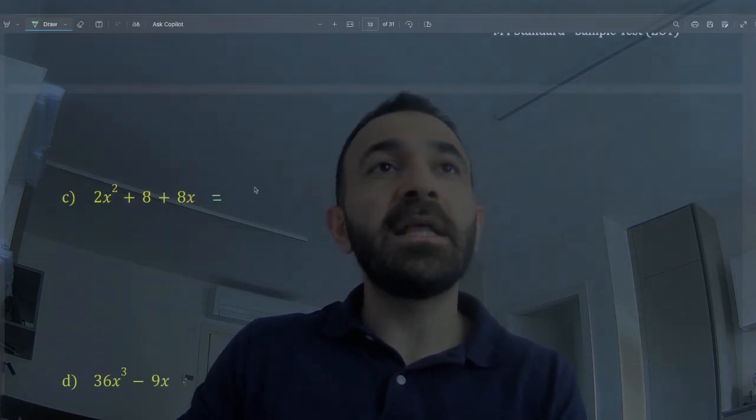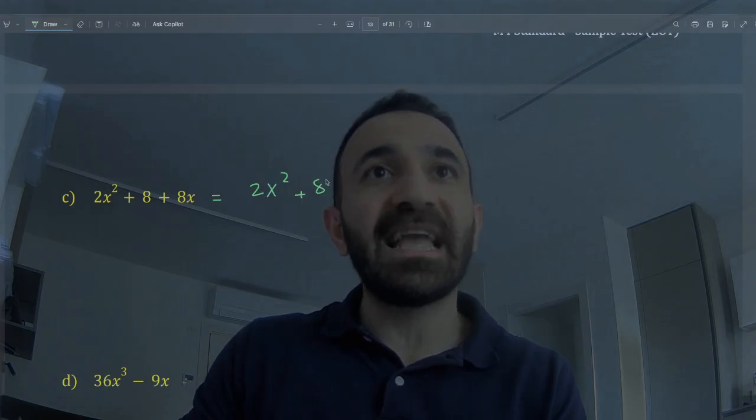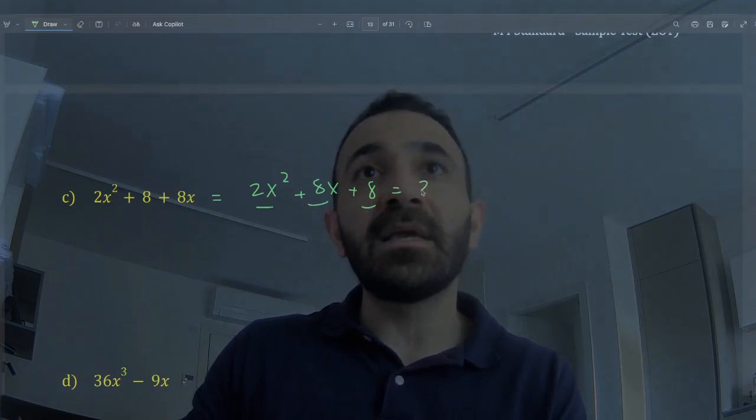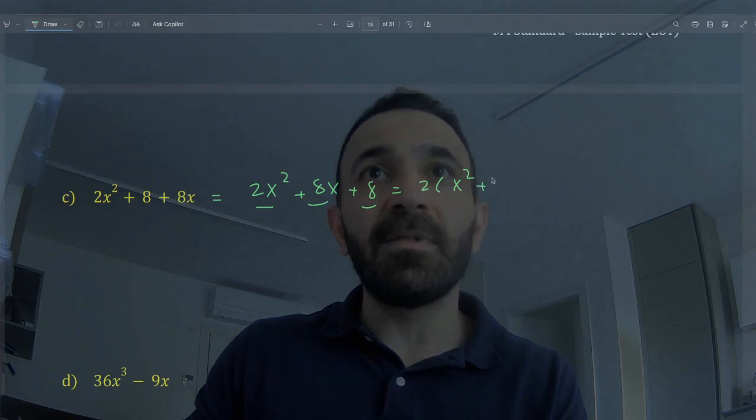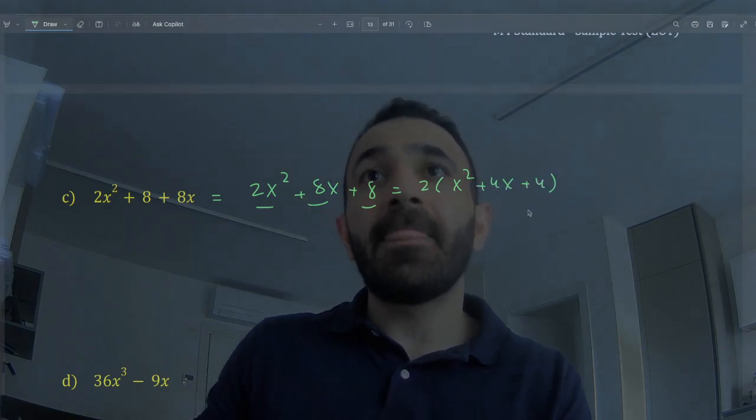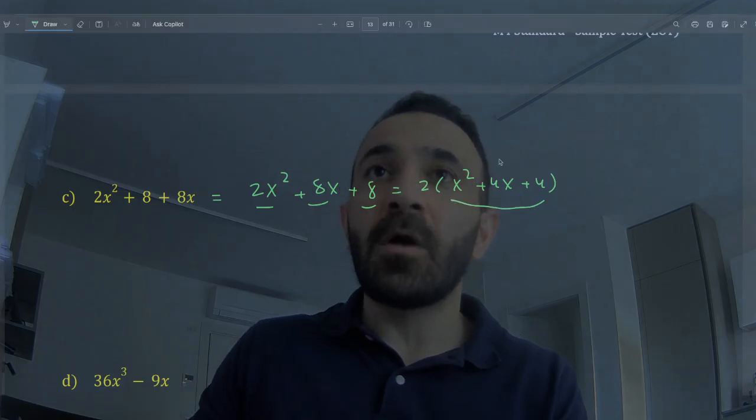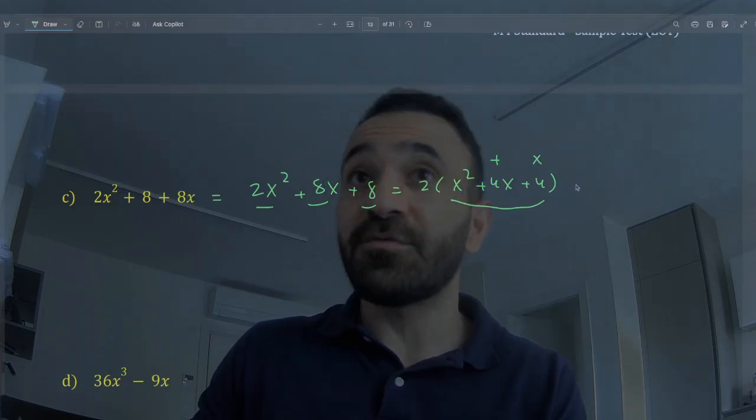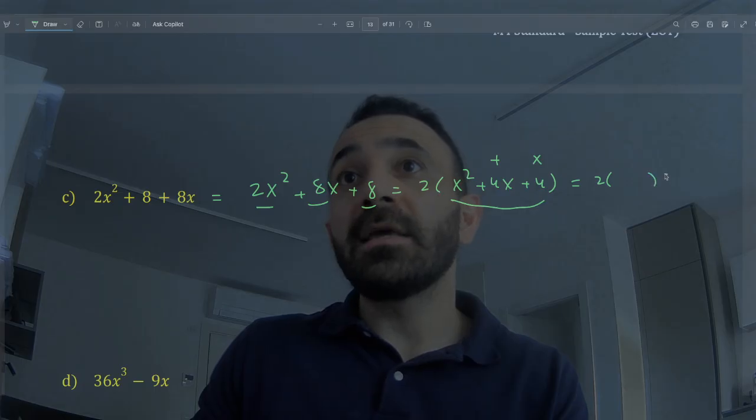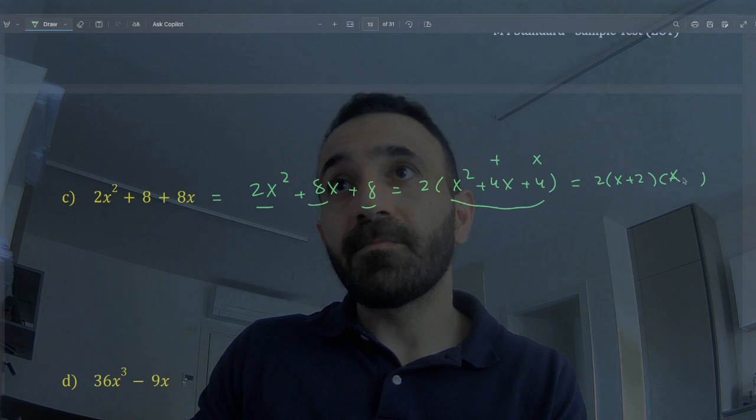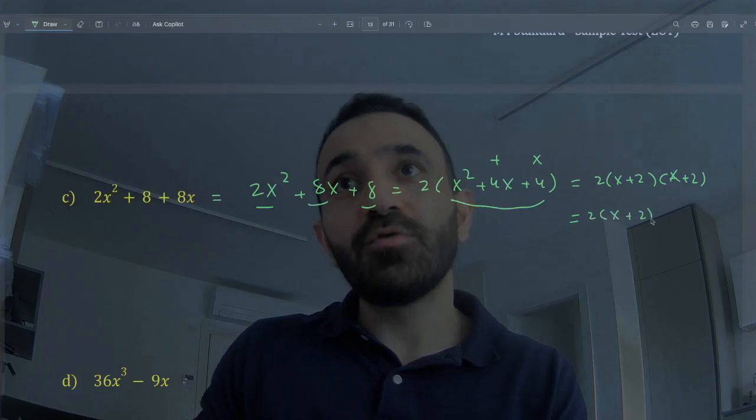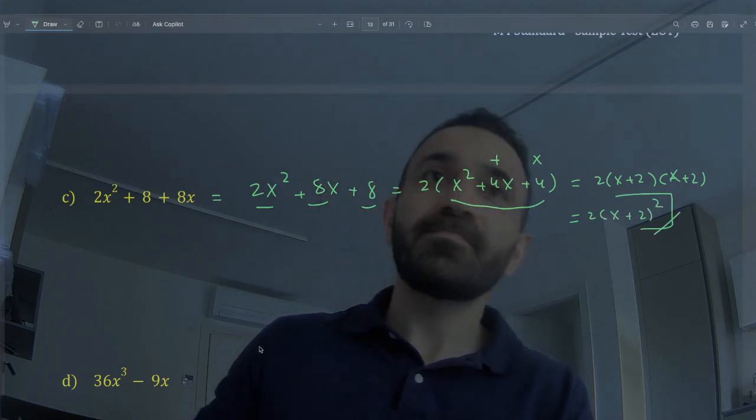First of all, I'm going to put it in order. So 2x squared plus 8x plus 8. Then I notice that they all have a 2 in common. So 2 times (x squared plus 4x plus 4). Now I'm going to ask myself, can I find two numbers whose addition is plus 4 and whose multiplication is 4? Well, you nailed it. It's 2 and 2. So it's 2 times (x plus 2) squared.